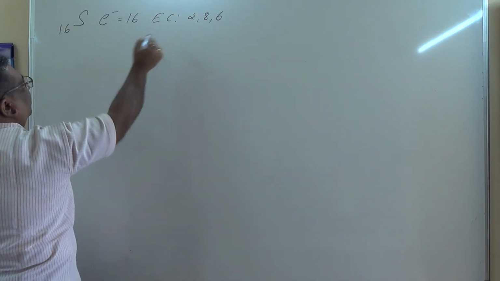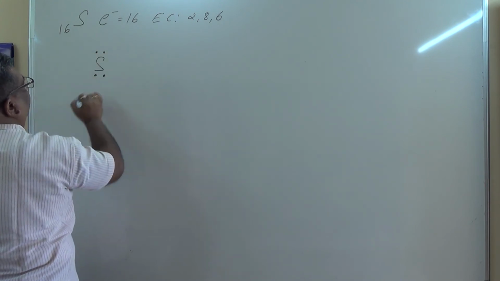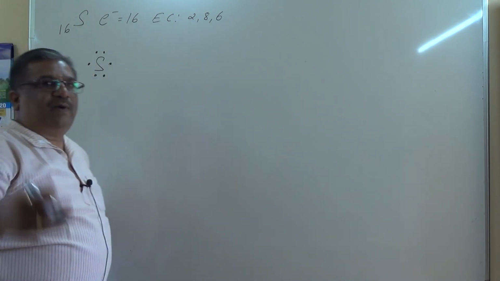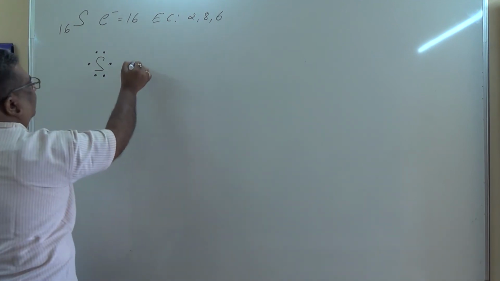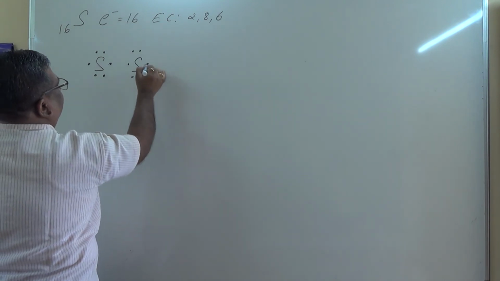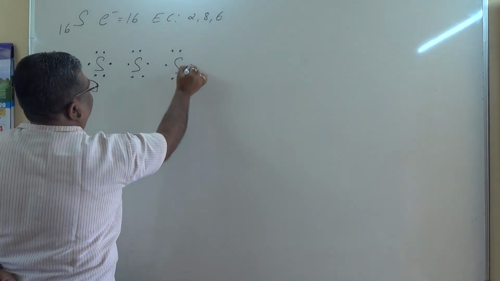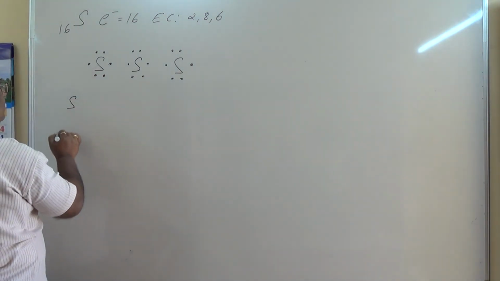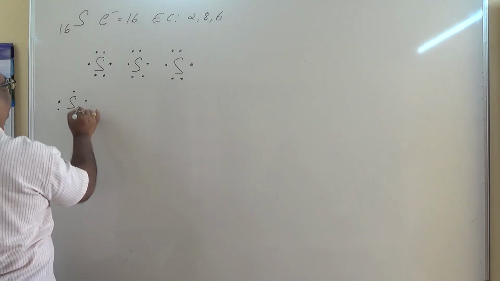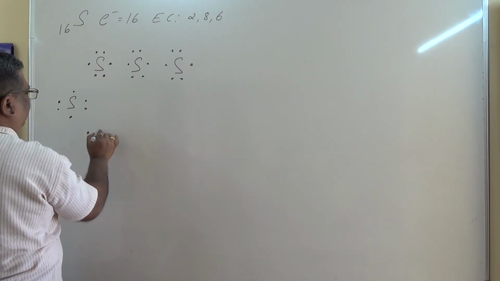Let us represent those 6 electrons as 1, 2, 3, 4, 5 here, 6 here. Let me take one more sulfur atom here, with 6 electrons. One more, with 6 electrons. One more sulfur, again 6 electrons. One more sulfur.